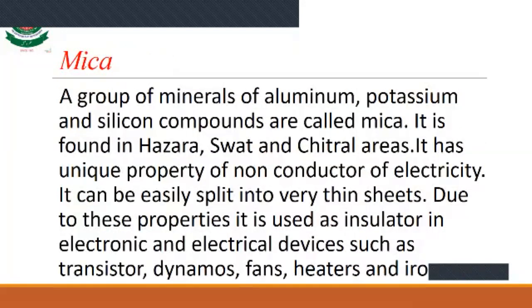Mica. A group of minerals containing aluminium, potassium, and silicon compounds is called mica. It is found in Hazara, Swat, and Chitral areas. It has the unique property of being a non-conductor of electricity. Current cannot pass through it. It can easily be split into very thin sheets.